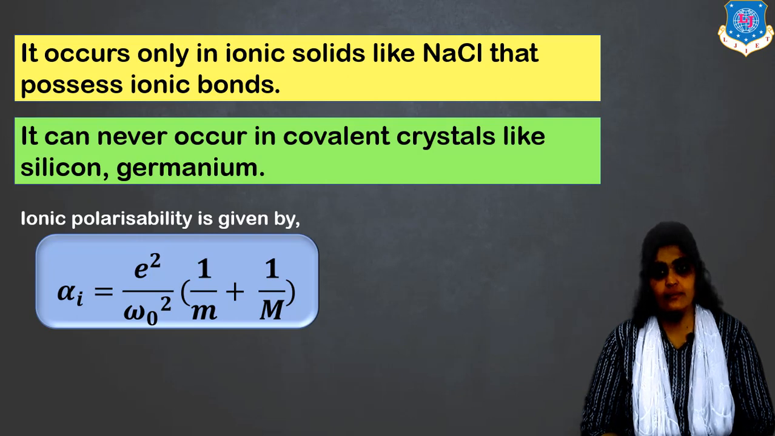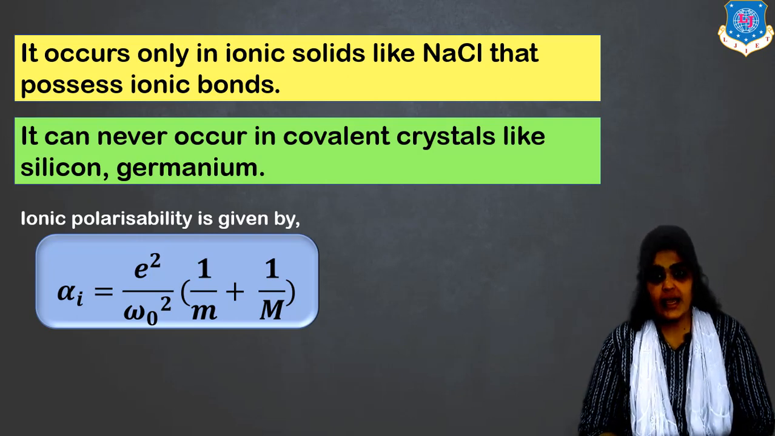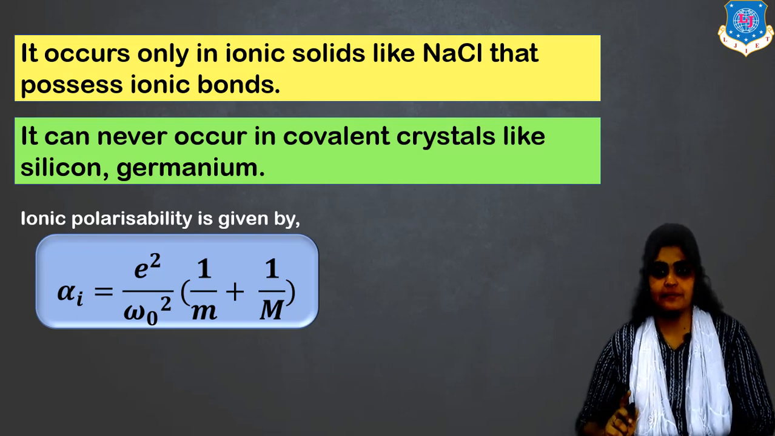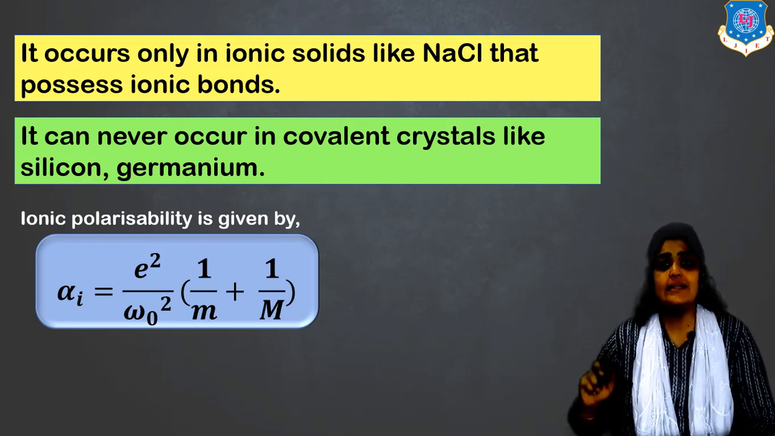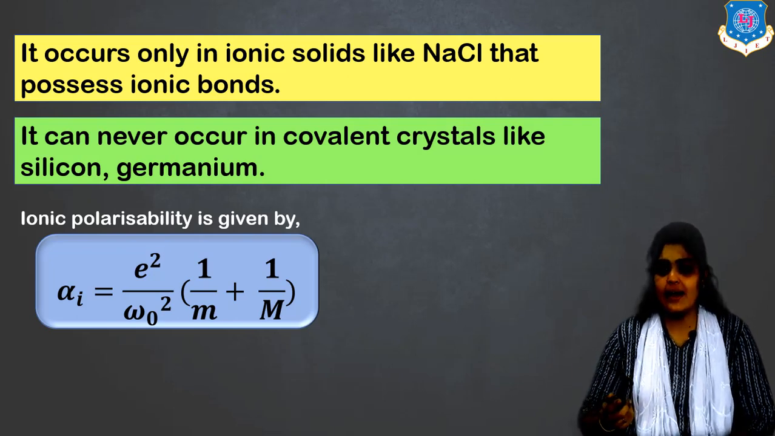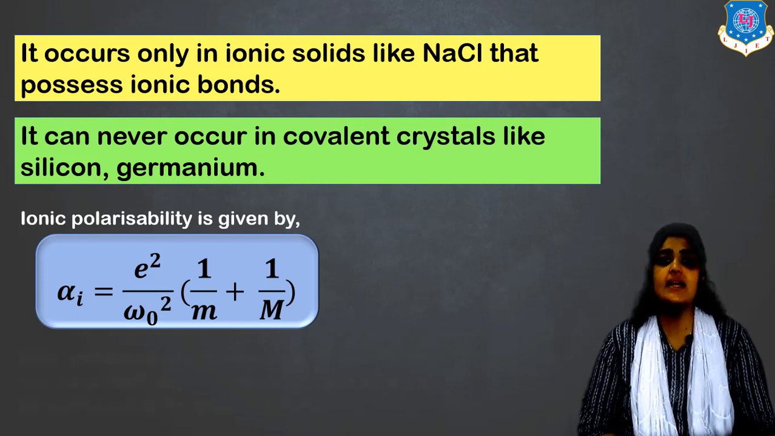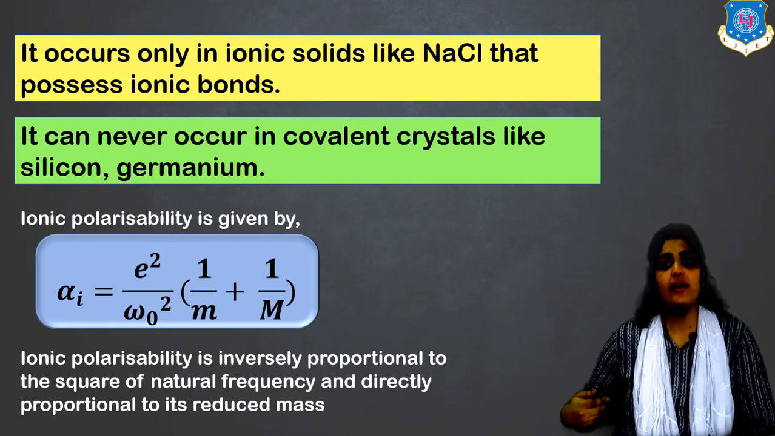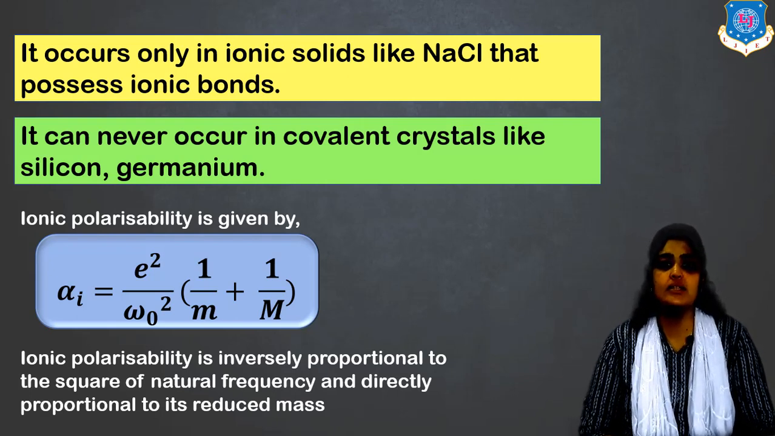The polarizability due to this polarization is known as alpha I, and this alpha I is equal to e squared upon omega 0 squared, times (1 upon m plus 1 upon capital M), where you may ask why two m's are written. One is the mass of the anion, one is the mass of the cation. You can take small m as anion mass or cation mass, the choice is yours. Omega 0 is the natural frequency, e is the charge of the electron. We say that this polarizability is inversely proportional to the square of the natural frequency.